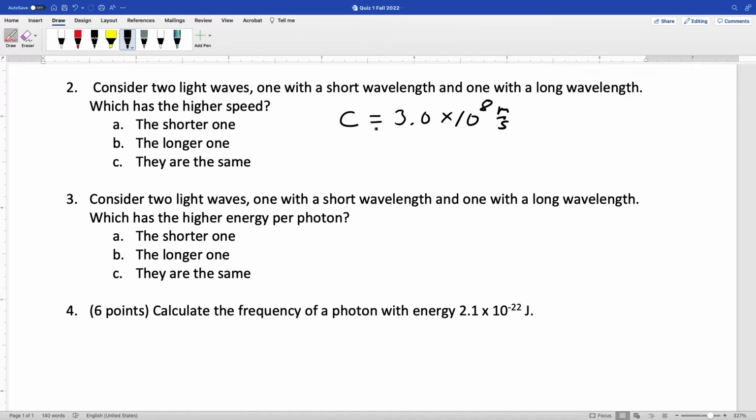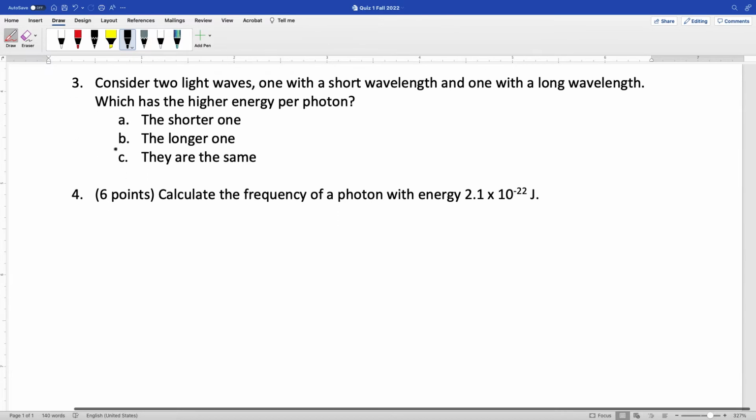Okay, so if we're traveling in a gas or in a vacuum, it doesn't matter what kind of light we have, whether it's microwaves or visible light or UV. They're all going to be the same.